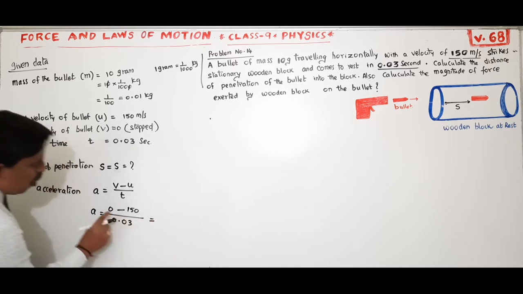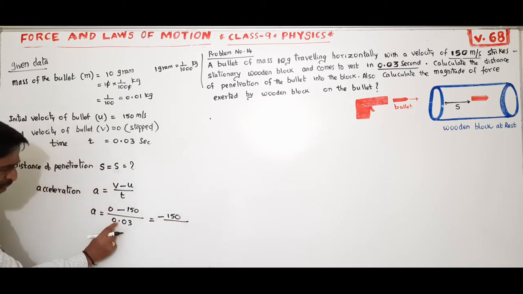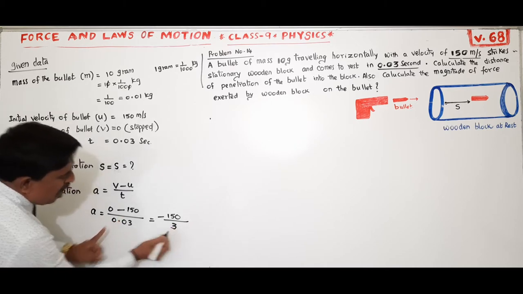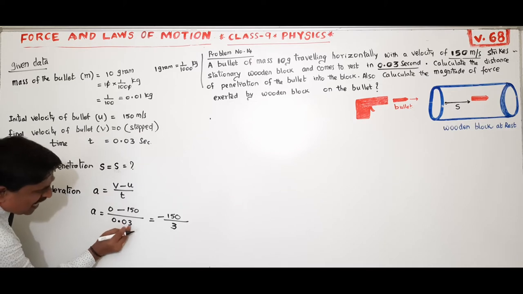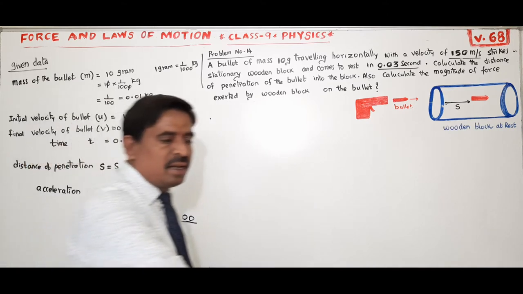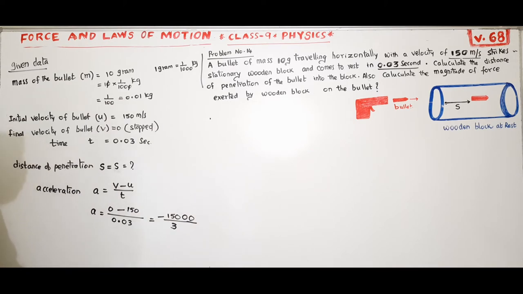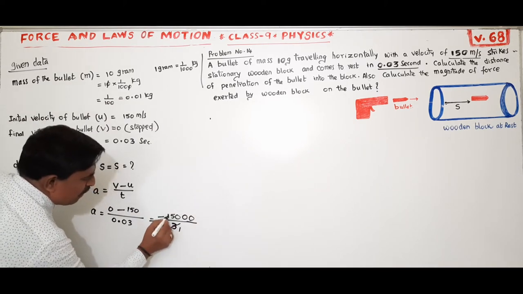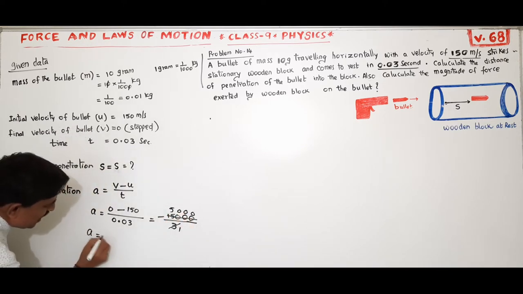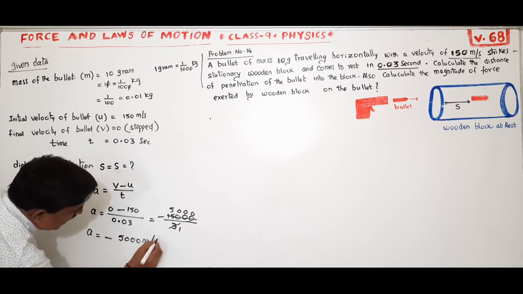Now, I am writing minus 150 by 0.03, and I am eliminating the decimal point. After the decimal point there are 2 digits, so I am writing 2 zeros in the numerator. Any problem for you? Any doubt, please ask me. Now please listen. 3 1 ja 3, 3 5 ja 0, 0, 0. Acceleration a is equal to minus 5000 meter per second square.